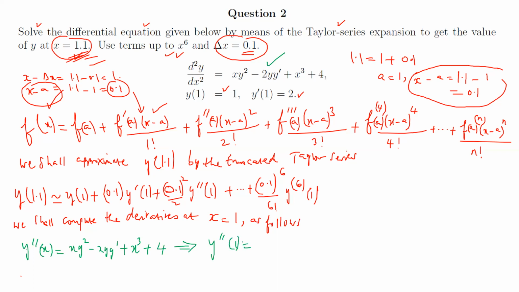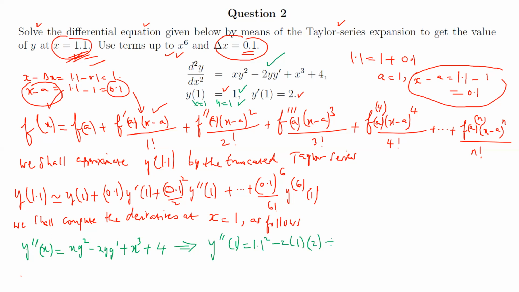Now evaluating it at 1, we shall have 1 for x. And what is y? It is 1. From the initial condition, x is 1 and y is 1. So we shall have x is 1 and y is 1 squared, minus 2 into y, which is 1 from the initial condition above. And then we have y primed. What is y primed at 1? It is exactly 2.